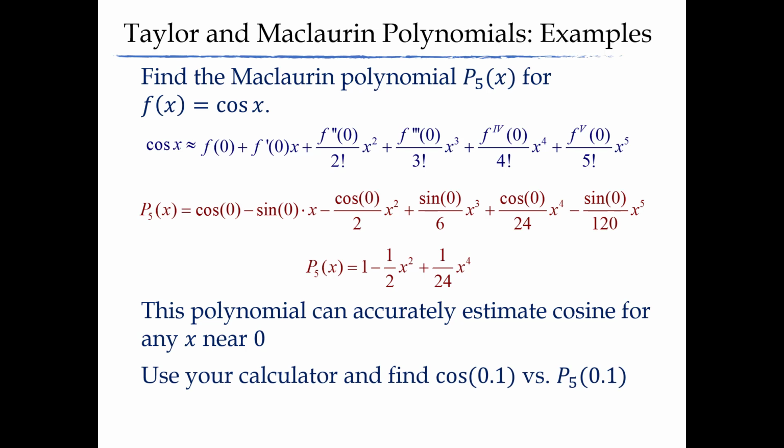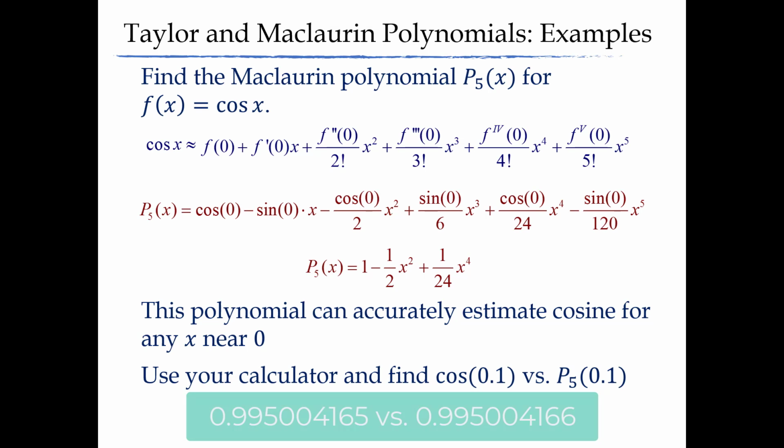Let's go ahead and use our calculator and see if we can find what cosine of 0.1 is versus the fifth degree Maclaurin polynomial of cosine at 0.1. And what we see is this is incredibly accurate.